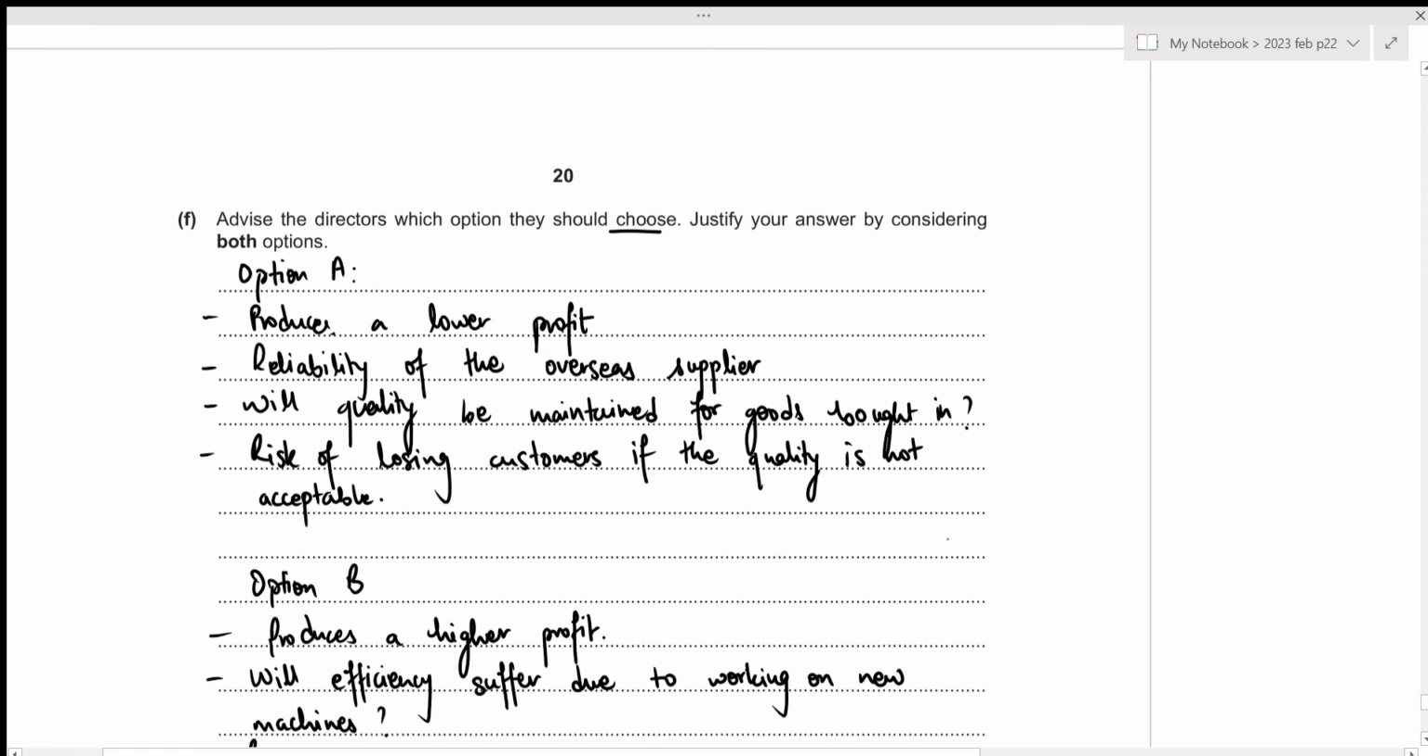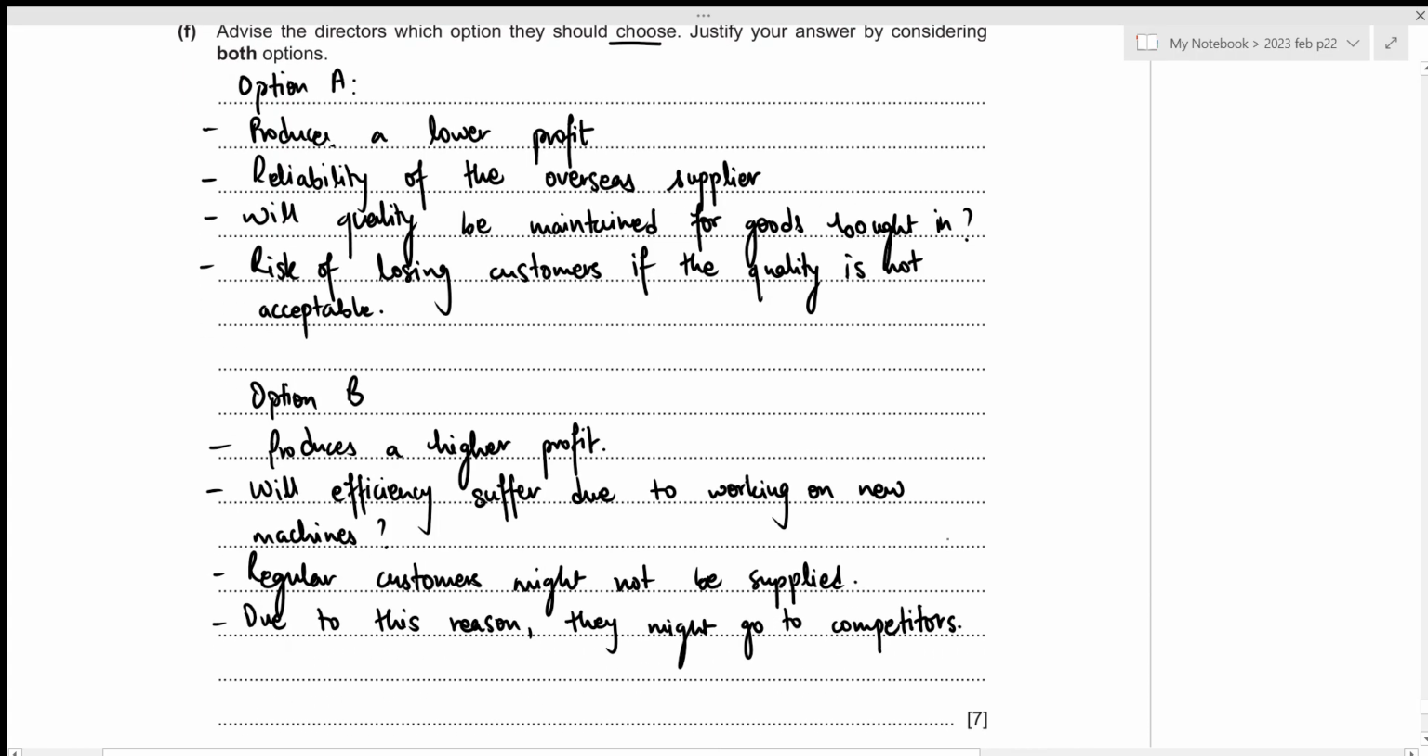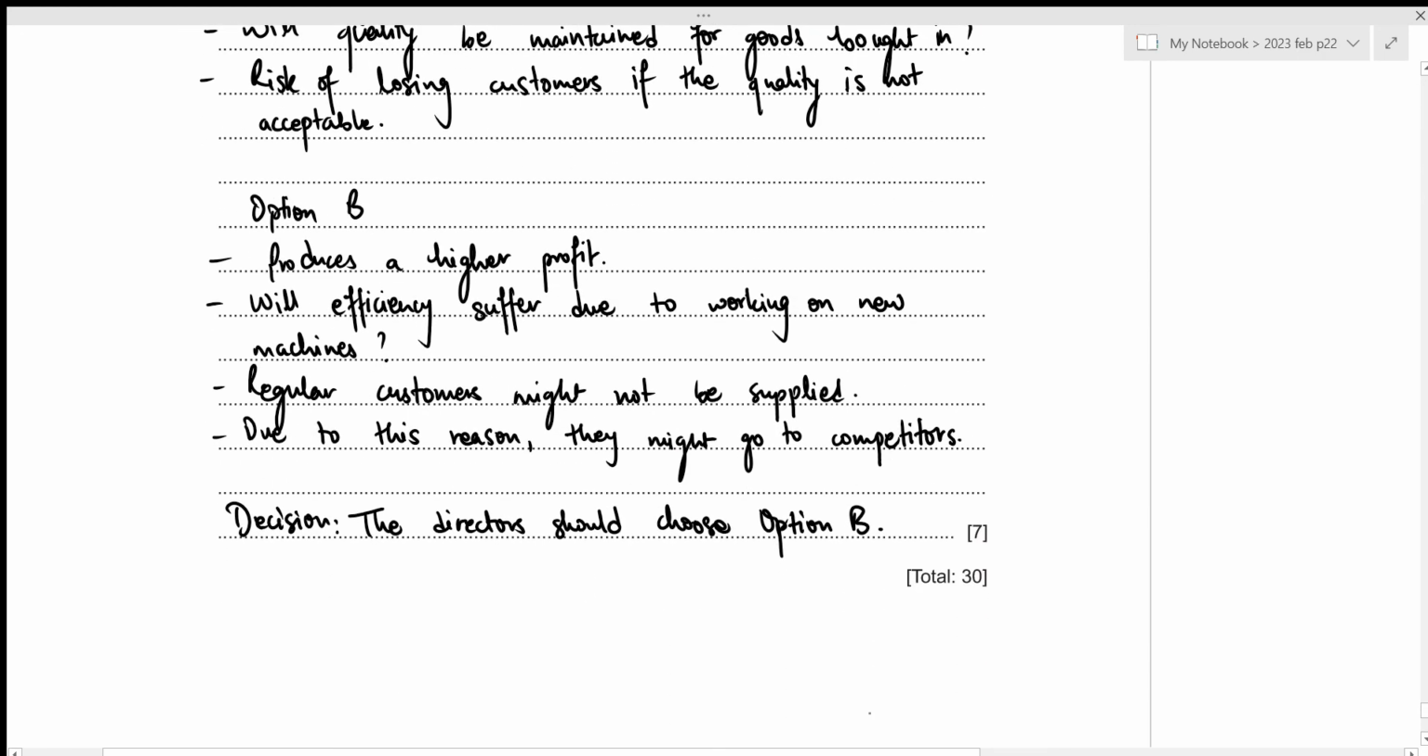Now, based on these factors, we need to advise the directors which option they should choose. Based on profitability, option B is suitable. Also, we will have all of our quality of the goods under our control. So it's suitable to choose option B in my opinion. So I'm just going to write that decision down clearly. The directors should choose option B. Alright, this concludes question number 4 of 2023 Feb-March paper 2-2.